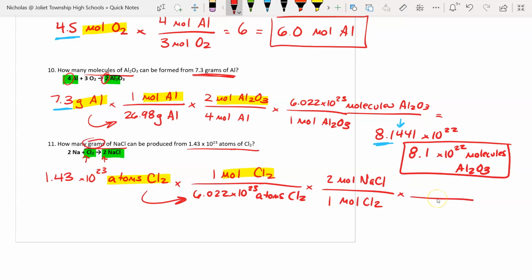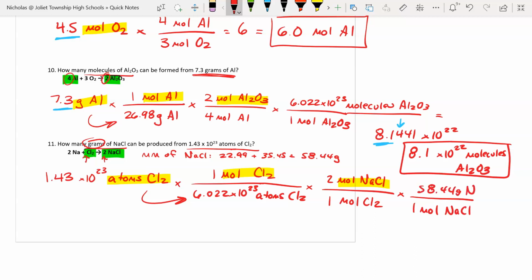And the question is asking for grams. So we need to take our sodium chloride, our moles of sodium chloride, and we need to turn that into grams. So for every 1 mole of sodium chloride, we need to figure out the molar mass. On the periodic table, we looked this up. Sodium's 22.98, and then chlorine is 35.45. We add those together, and we get 58.44 grams.